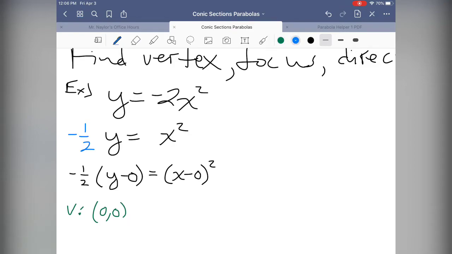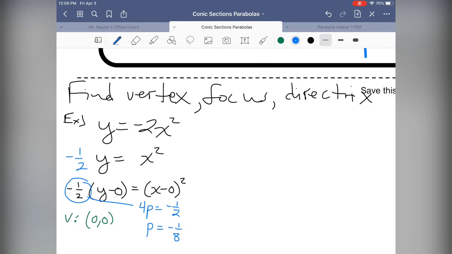Honestly, the main thing I want you to see is how we now will use negative 1/2 in order to find our p-value. Now be careful, 4p is still equal to that coefficient. So that means when you divide by 4, that, yep, you actually get negative 1/8. And negative 1/8 being our p-value is going to help us to be able to finish this problem for the focus and the directrix.